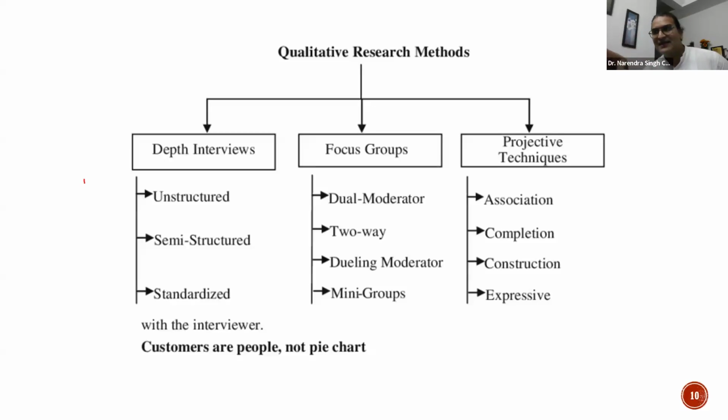Semi-structured is somewhat different: you have framed certain questions, a certain guide, and you are following it. At times when you start taking the interview, question four might be asked in the place of question six. The sixth comes first, then the fourth goes to the back. It all depends on the flow of the interview. At times the questions get jumbled up, but they should be linked. And then standardized.